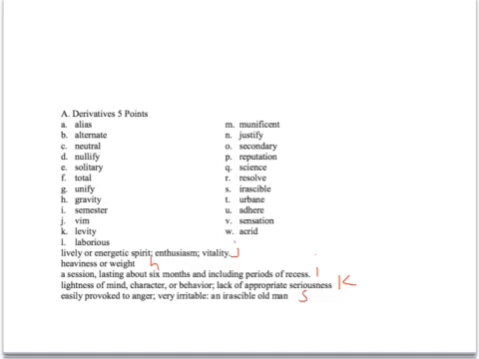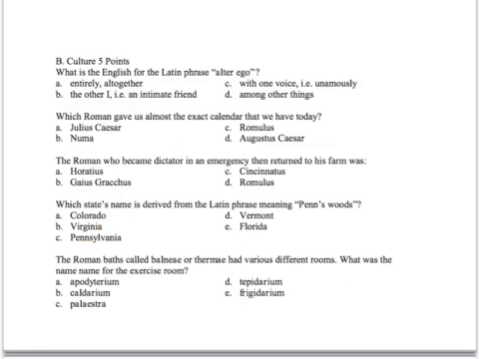So, lively, energetic spirit, enthusiasm, that would be vim, from vis. Heaviness and weight would be gravity, from gravis. A session lasting 6 months is usually a semester. Lightness of mind would be levity, from levis. Easily provoked to anger is irascible, from ira, meaning anger.